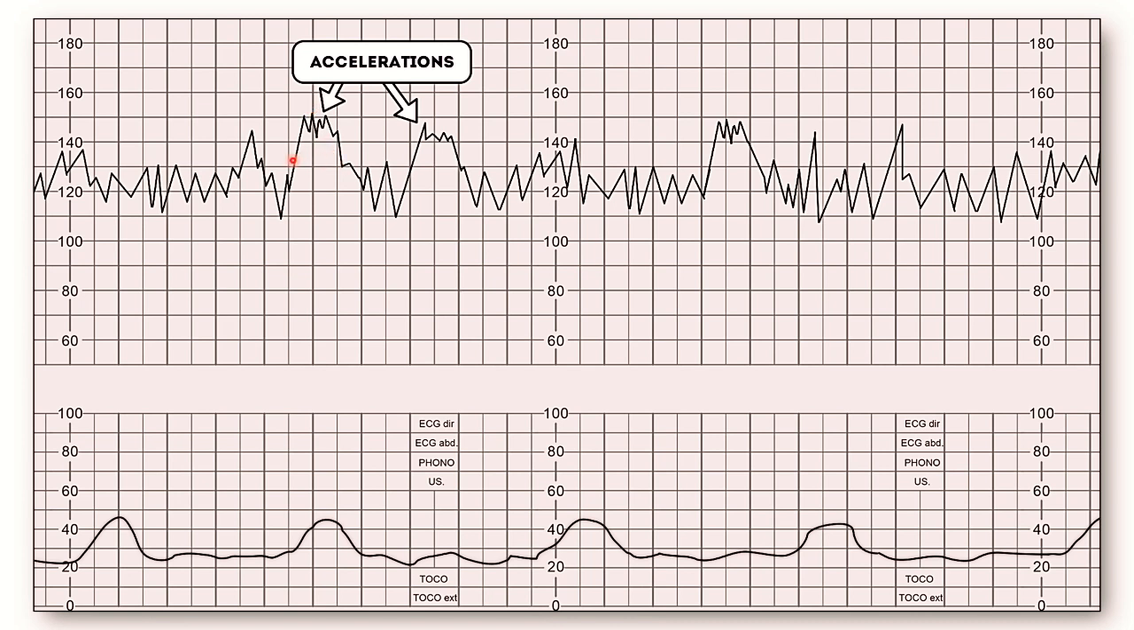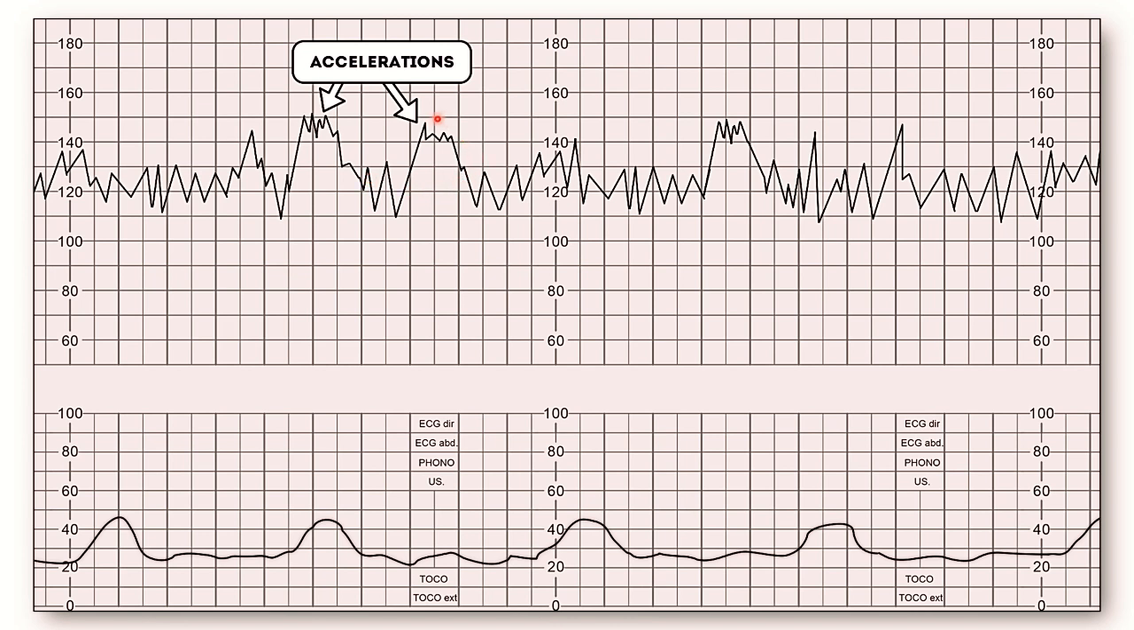Also, here the duration, you can see that this increase in FHR has lasted for more than 15 seconds, a full box of 10 seconds and another box more than half. So it has increased for more than 15 seconds. Since both the criteria have been fulfilled, this can be considered as an acceleration.